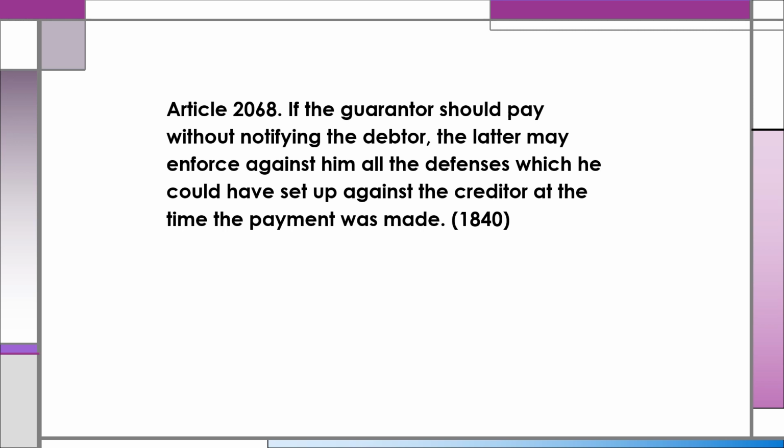So, for example, the debtor had paid the creditor either partially or fully, then he can set it up against the guarantor who paid without his knowledge and consent. So, the lesson here is that the guarantor, before making any payment to the creditor, should inform the debtor para naman makasingil siya ng buo kay debtor. Kasi kung nagbayad siya, hindi alam the debtor, as in the case of 2068, then the debtor can set up against the guarantor all the defenses available to him against the creditor.